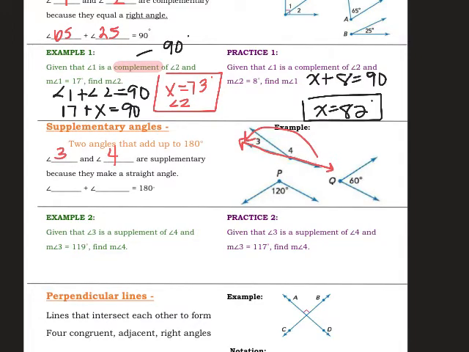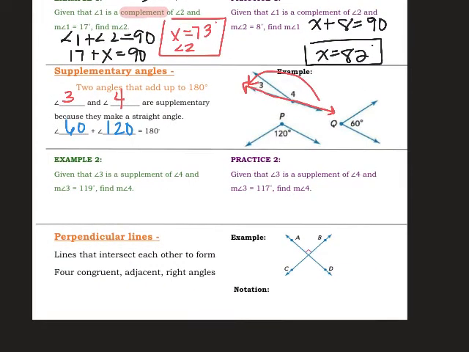And again, they don't have to be next to each other. They can be separate. 60 plus 120 equals 180. Okay, so same thing. We're just looking at the word supplementary. Given that angle 3 is a supplement of 4 and angle 3 is 119, let's figure out angle 4. So because they're supplementary, you need to remember that that means they add up to 180. So I'm already giving you one angle. What is 180 minus 119? 61. So the measurement of angle 4 is 61 degrees.